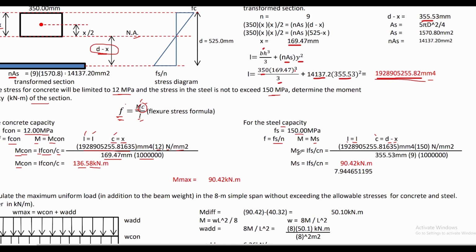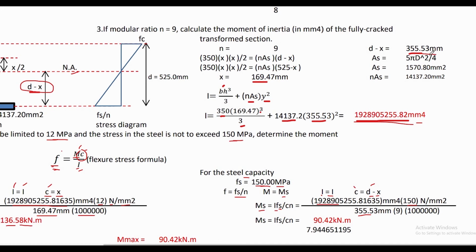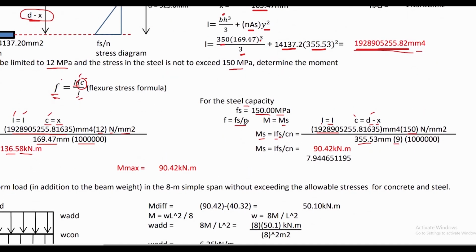So we can now substitute the values in our equation. I is equal to the value we have obtained, and Fs is equal to 150 given in the problem. Then we divide it by 355.53, that is the value of d minus x. We have computed here the value. Then 9 is equal to the modular ratio, so we have to divide Fs by n to compensate for multiplying the area by the modular ratio. Then we divide also by 10 raised to 6 to convert Newton into kilonewton and mm into meter. So we can have the moment capacity of steel given 150 megapascal for the stress on the steel, and that is just equal to 90.42 kilonewton meter.